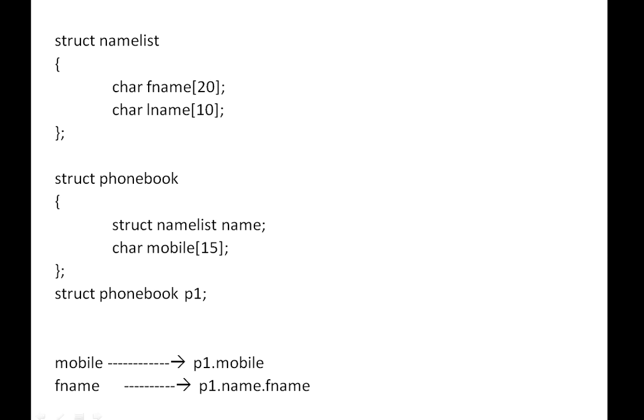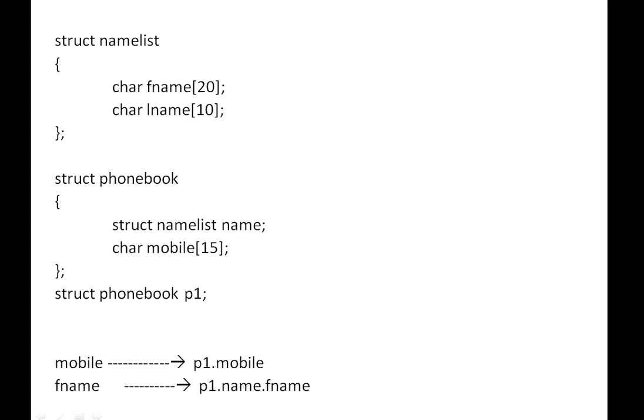This is a simple example. Struct nameless, in that we are having two variables called first name and last name. Structure must end with a semicolon. Then we are creating one more structure called phone book. There we need to access first name, last name, and mobile number and all, right?